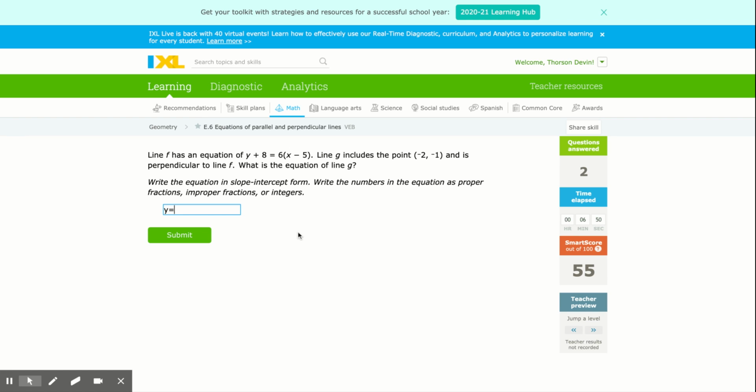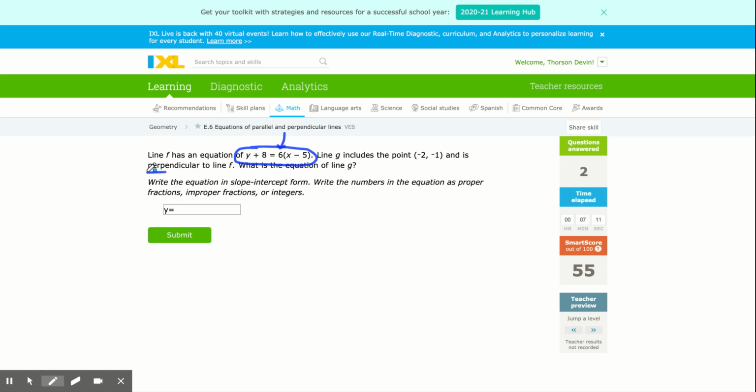So y equals, now I need to come up with the slope. If you need to, take the time to get this equation into slope-intercept form. Distribute the 6, minus the 8 over. But doing that in my mind, I can figure out that that 6 right there is my slope.